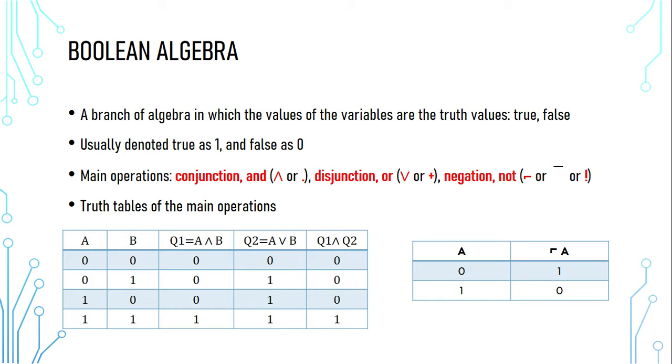false, 1 and 0. Main operations are AND, OR, NOT. Sometimes they are called conjunction, disjunction, negation. You can see the symbols and truth tables of these operations in this slide.